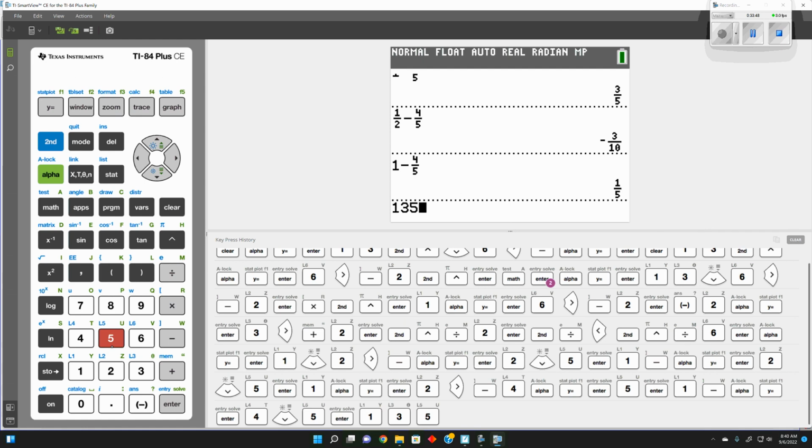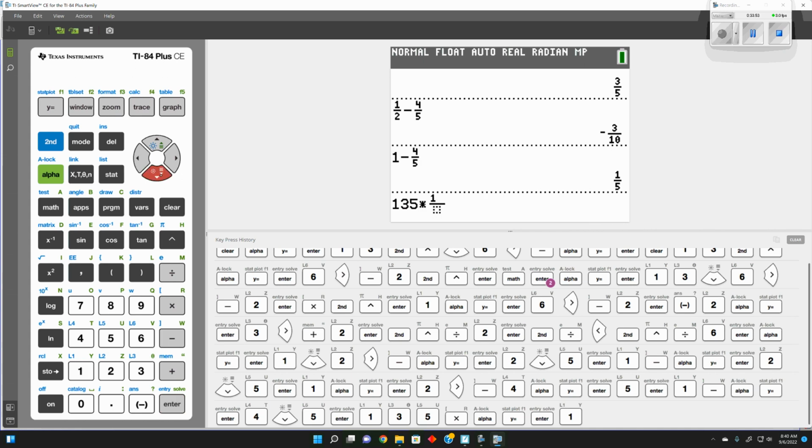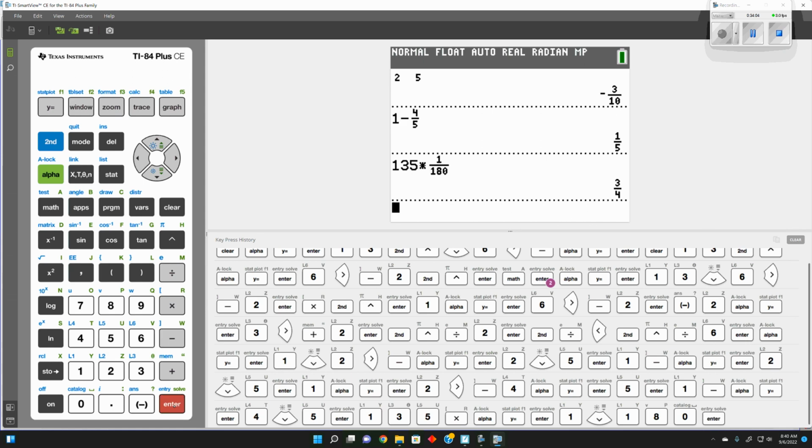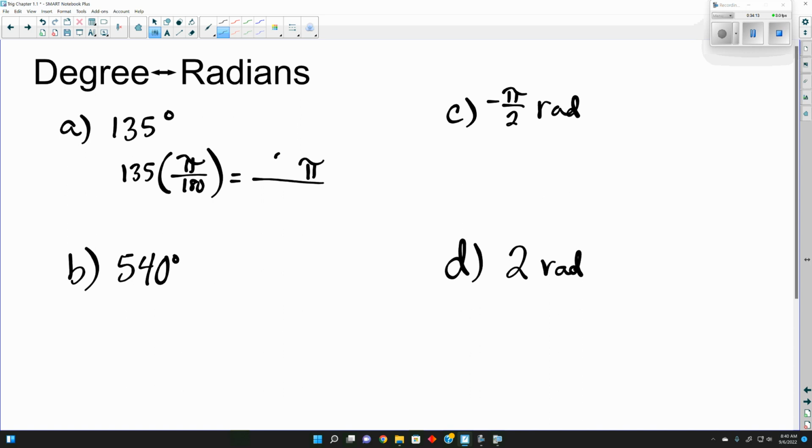So we have 135. And we're going to multiply it by alpha y equals enter 1 over 180. Because the 1 in place of 1 would normally be pi, but as we've seen already, this calculator converts it to a decimal. So we can hit enter, which reverts to 3/4. Or it's going to be 3 pi over 4. So the radian measure for 135 degrees is 3 pi over 4. Questions on this here?